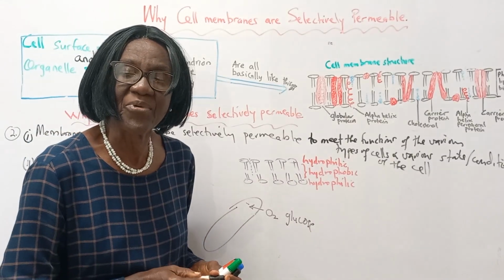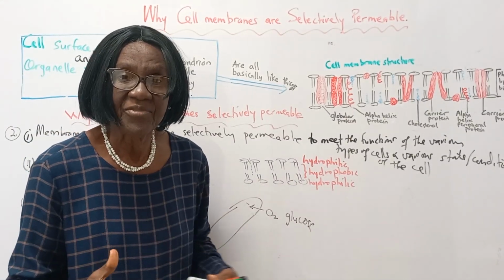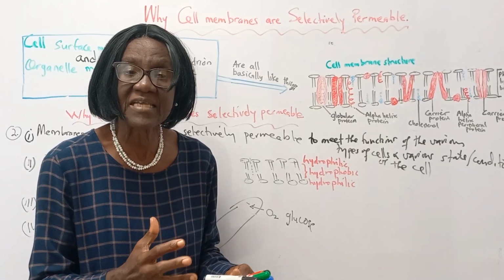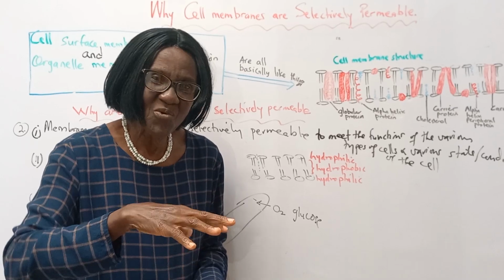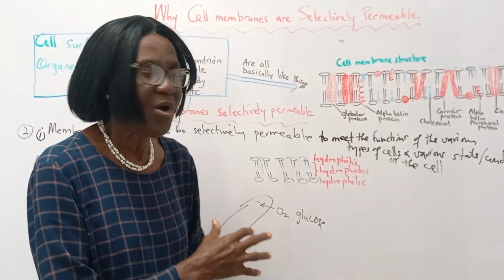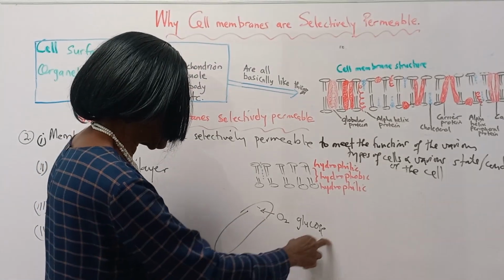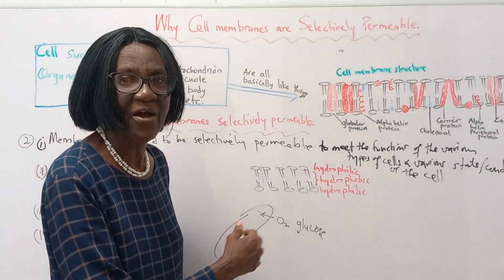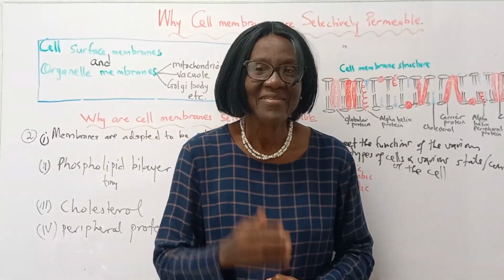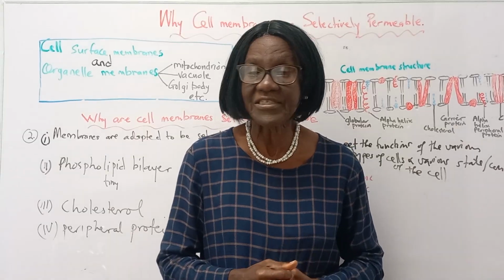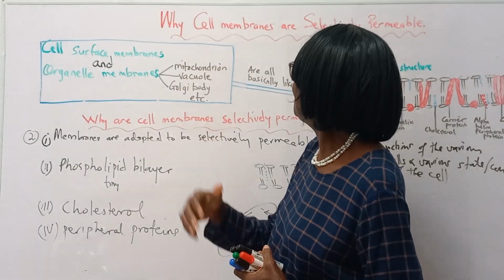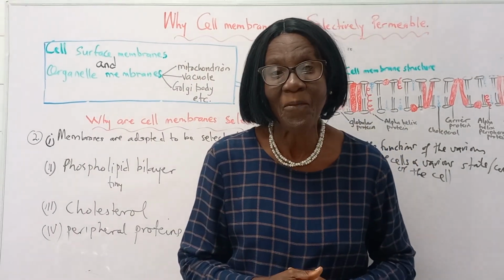Meanwhile, another membrane like the Golgi bodies, they are packing proteins and lipids. And so what their membranes will selectively allow will be different from what the mitochondrion is allowing in and out. So this brings us to an end of our discussion on why cell membranes are selectively permeable.